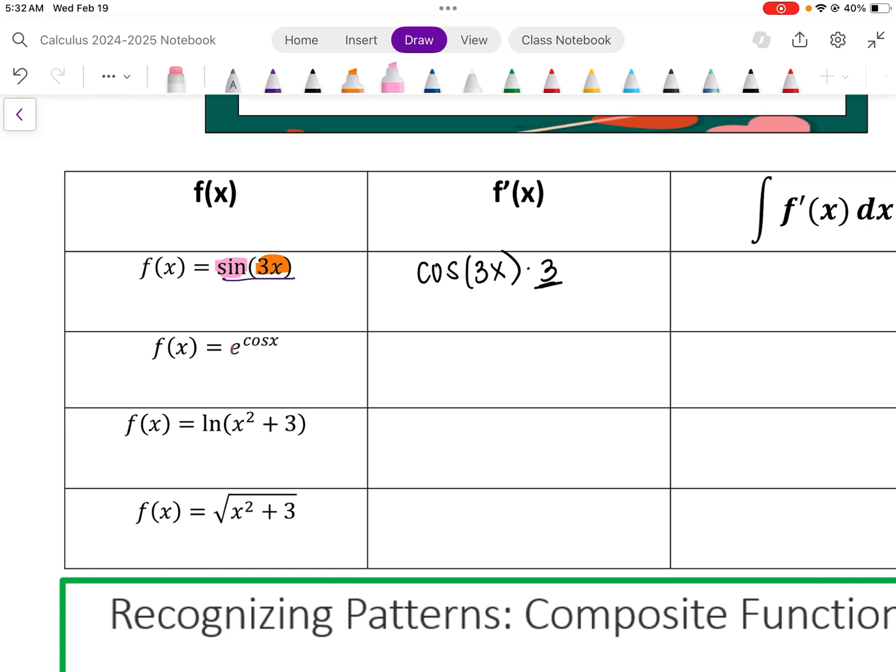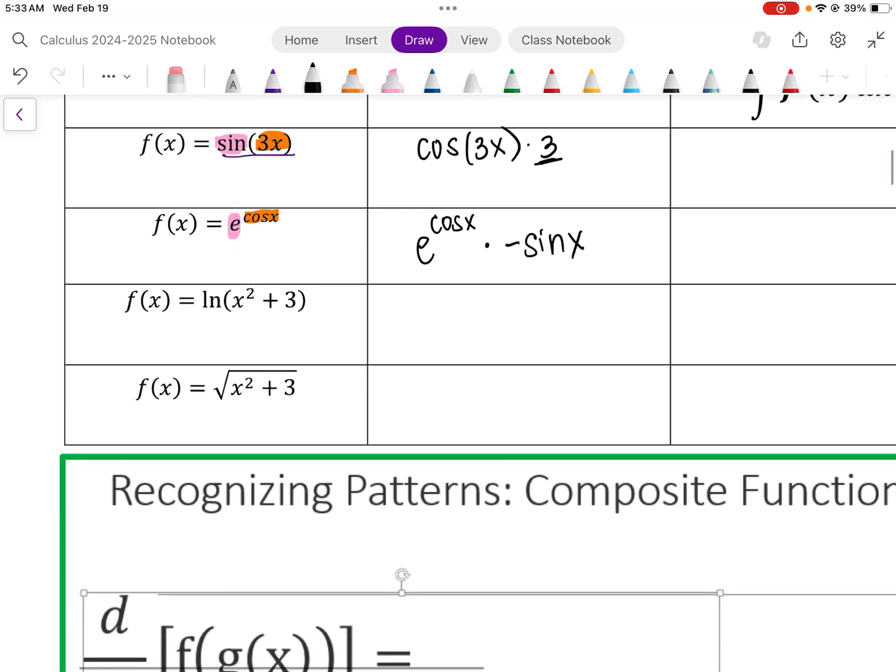Moving on to the next one, we've got an outer function of e and an inner argument of cosine x. So we start with the outside, the derivative of e is e, leaving our argument the same, and then we multiply by negative sine x.